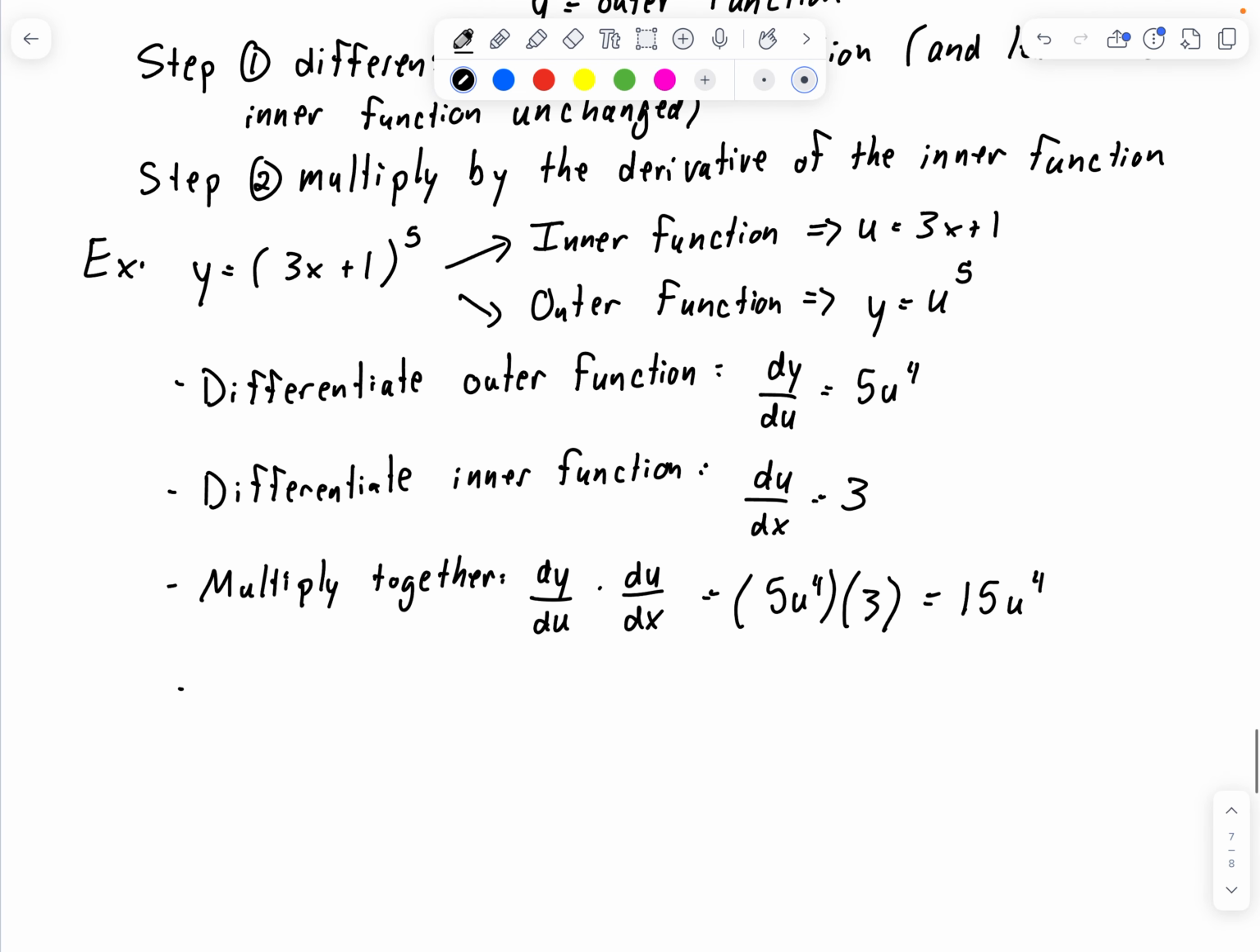And finally, we have to substitute back in our original expression for u. So u is equal to 3x plus 1. And so when we substitute that back in, we find that dy by dx, which is what we're looking for, is equal to 15 times 3x plus 1 raised to the fourth. So that is an application of the chain rule.